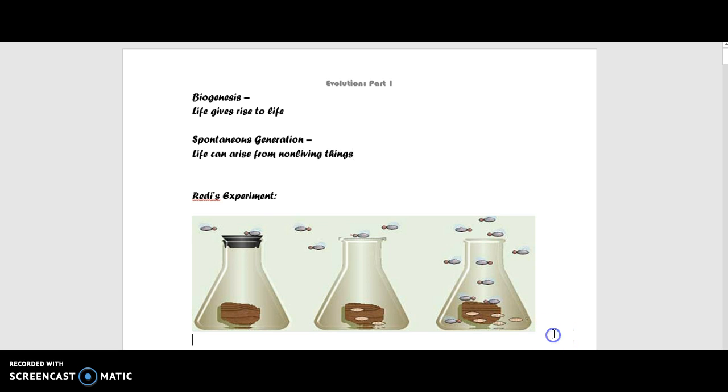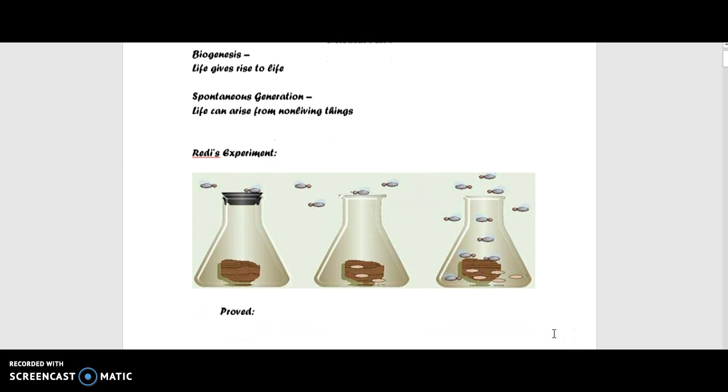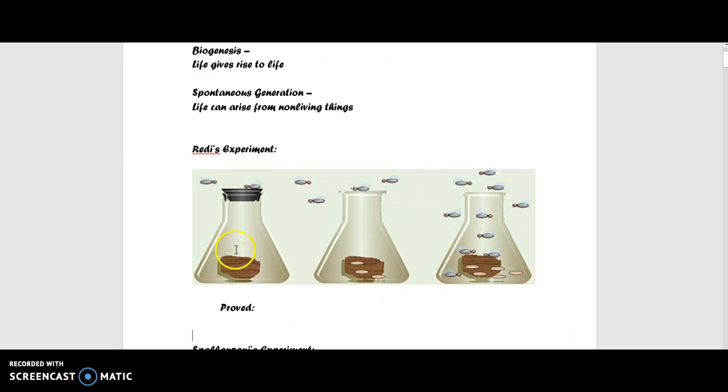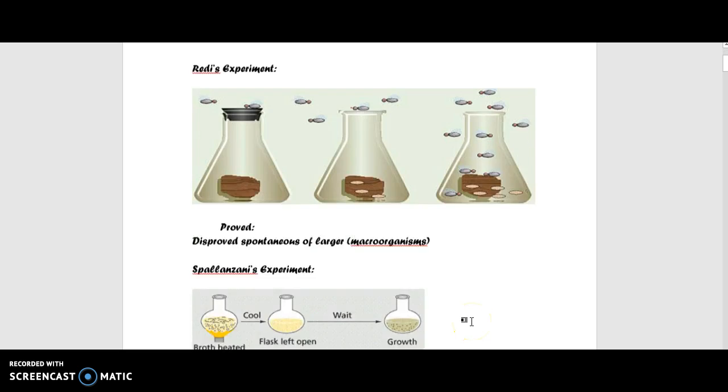So what he said is, I just disproved the idea of spontaneous generation, because this vial, if spontaneous generation were capable of happening, would still produce maggots. But I prevented them from forming. So he disproved spontaneous generation of larger or macro organisms. People were still of the understanding that maybe smaller organisms can potentially go through spontaneous generation.